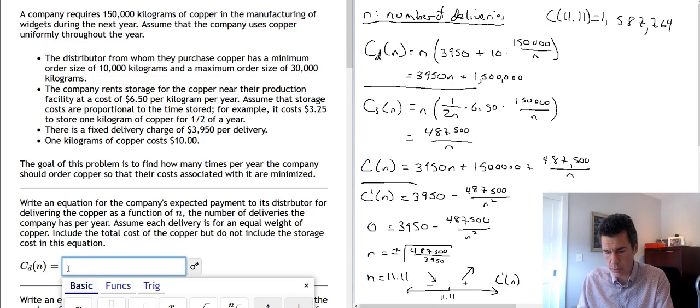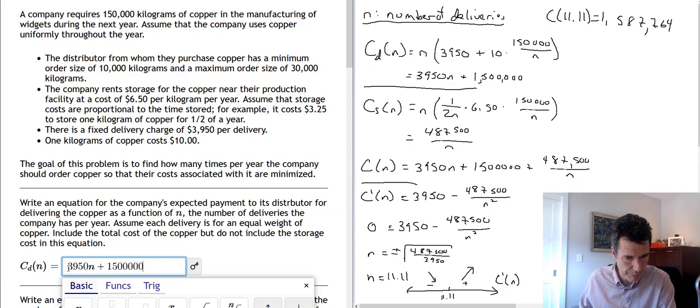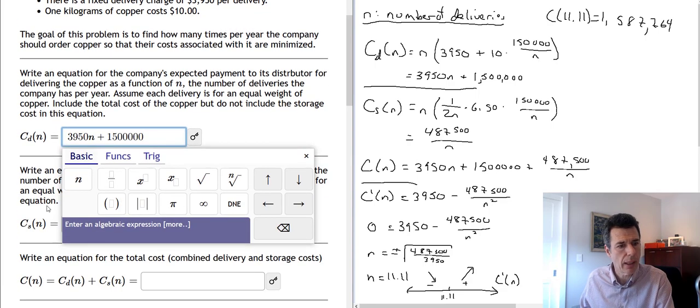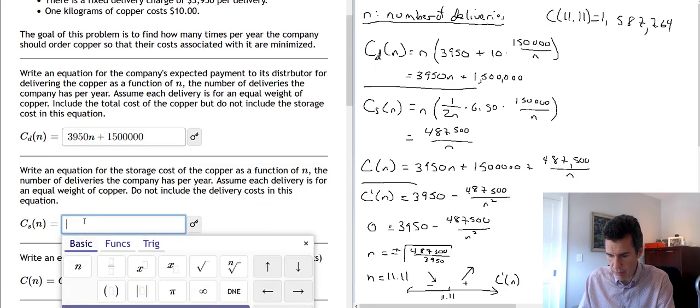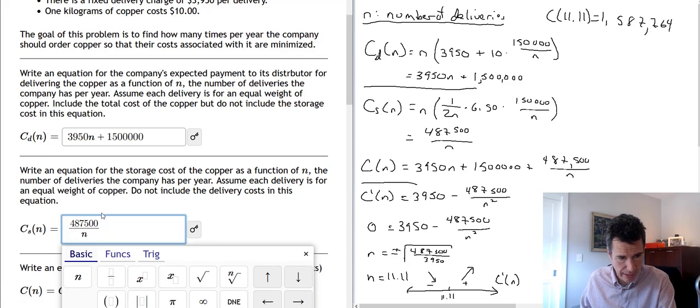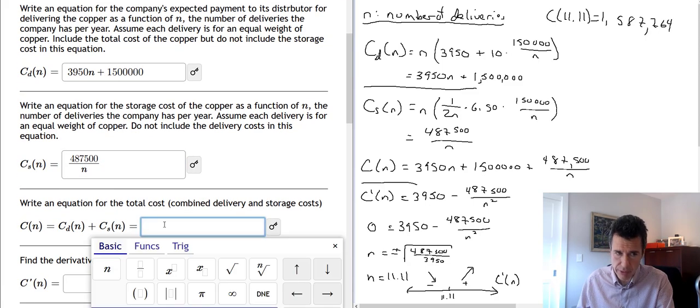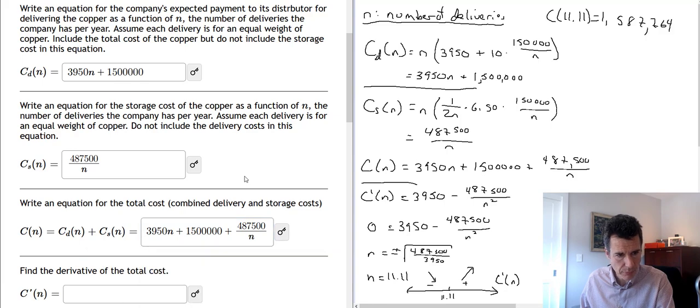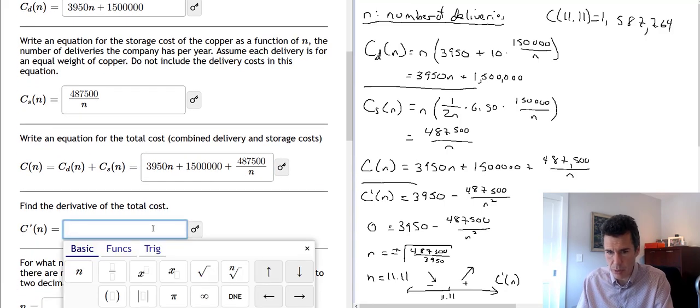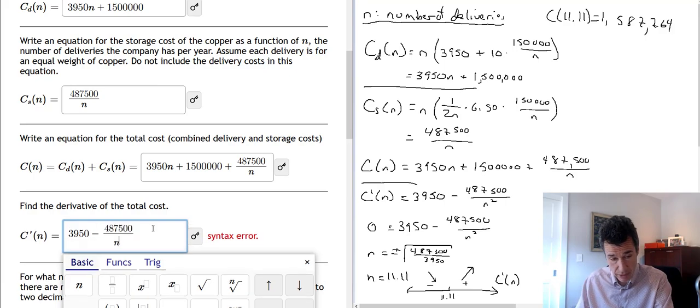The delivery cost was 3950 n plus 1.5 million. Got that right? Okay. The storage costs were 487,500 divided by n. The total cost is just the sum, 3950 n plus 1,500,000 plus 487,500 divided by n. The derivative of total cost was 3950 minus 487,500 divided by n squared.